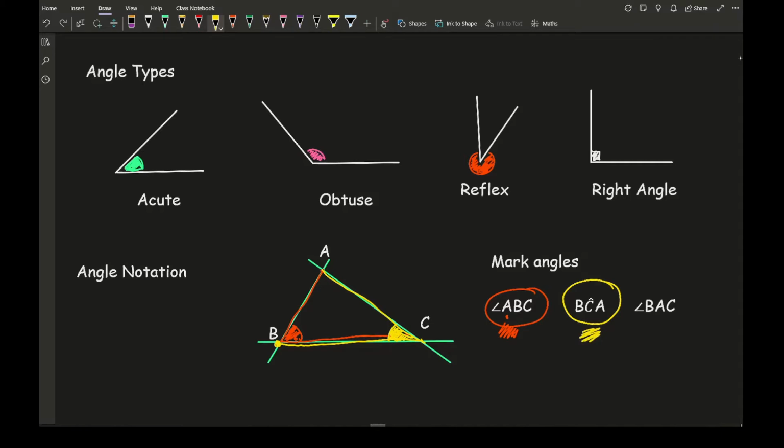Now angle BAC can also be written as ACB with the middle letter having a little hat. But basically the angle that you're looking for is usually the middle letter, and it's created from the two letters that are at either side of it.